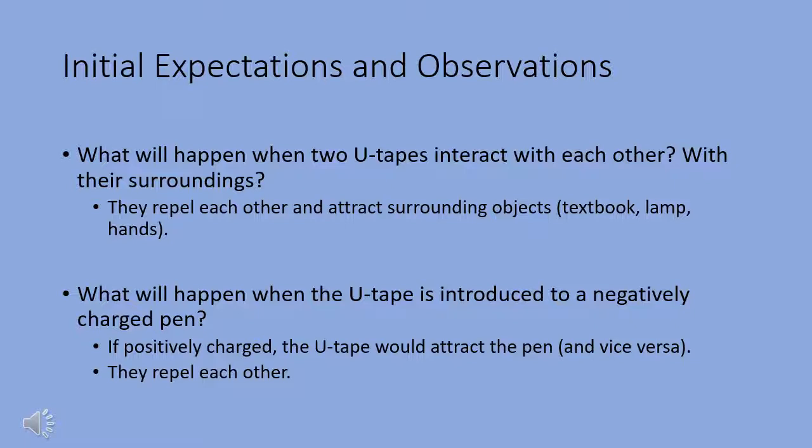When a U-tape was introduced to a negatively charged pen, it had a couple of options. If positively charged, it would attract the pen, and vice versa. Negative would repel. And if it was neutrally charged, it wouldn't interact at all. In this case, they repelled each other, which meant that we found that the U-tape was, in fact, negatively charged. This concluded the first part of the experiment.